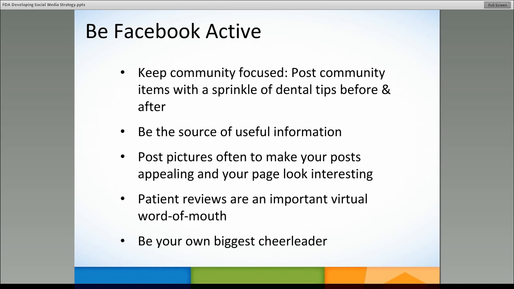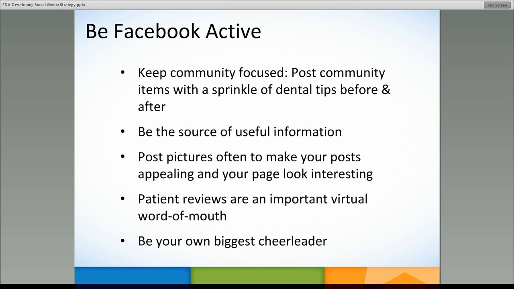Post pictures. People like pictures. And then also, don't forget, if you have reviews, if you've generated amazing reviews, put them on your Facebook page. Ask your patients to go and write how awesome you are on your Facebook page. So don't forget to post that stuff either, because that's a very, very powerful tool when it comes to Facebook.